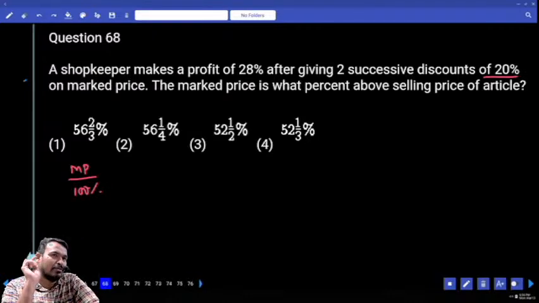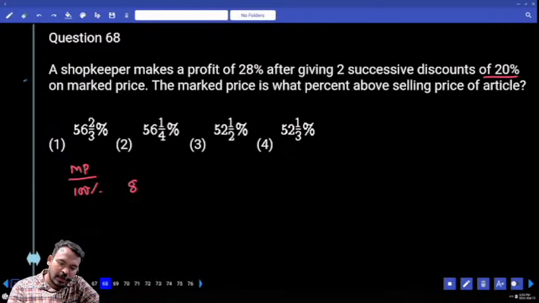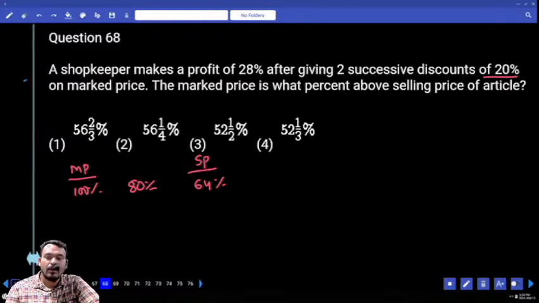Two successive discounts. First time 20% discount means after discount 80%. Second time also 20% discount. What is 20% of 80? 16. What is the remaining? 64. That 64 is the final selling price, yes or no? What is the question here?